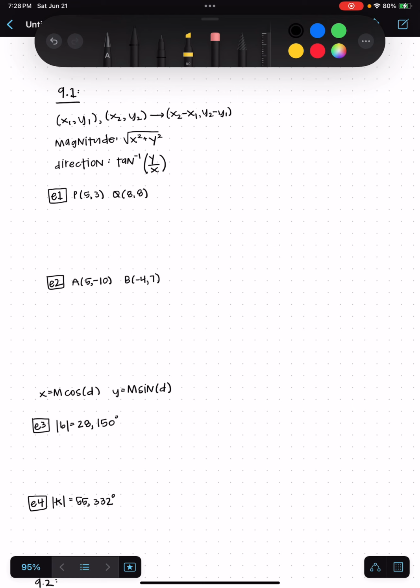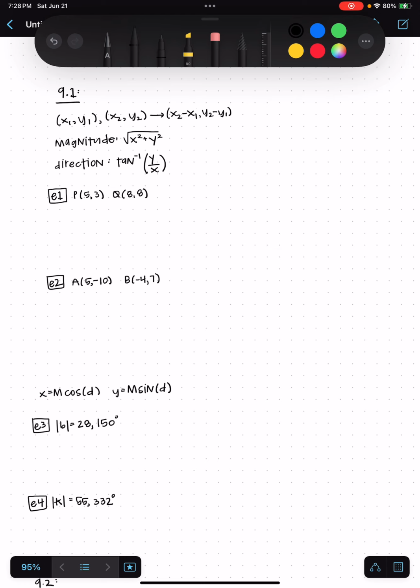So let's get started with 9.1. 9.1 is all about finding component forms of vectors and finding what we can call the polar form. You don't need to really know that it's called polar form, but there are two different ways to write vectors. One is in an x comma y situation, and the other is in a magnitude comma direction situation.